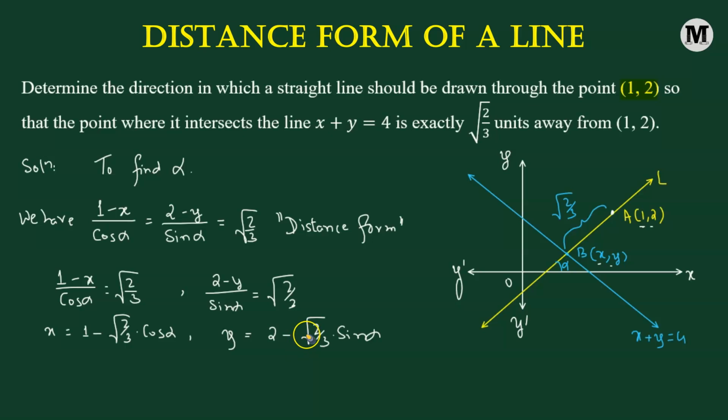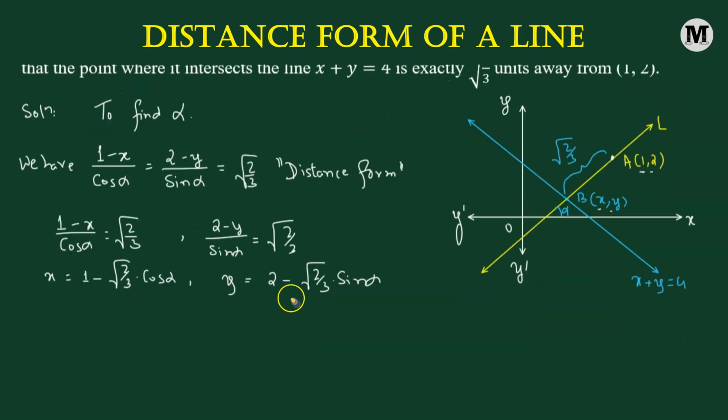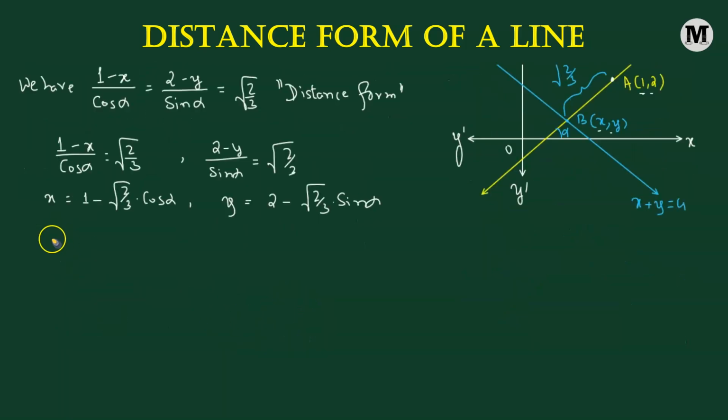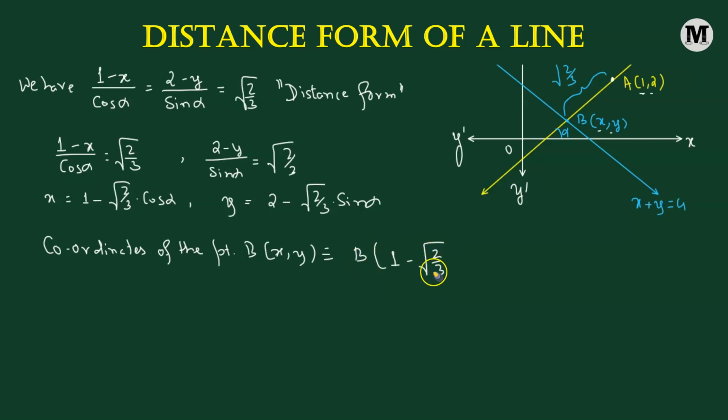What we have done here is convert the coordinates of point B, which we initially considered to be (x, y), into parametric form. So we have successfully represented the coordinates of B as x = 1 - (√2/3) cos alpha, and the y coordinate as y = 2 - (√2/3) sin alpha. Fine.